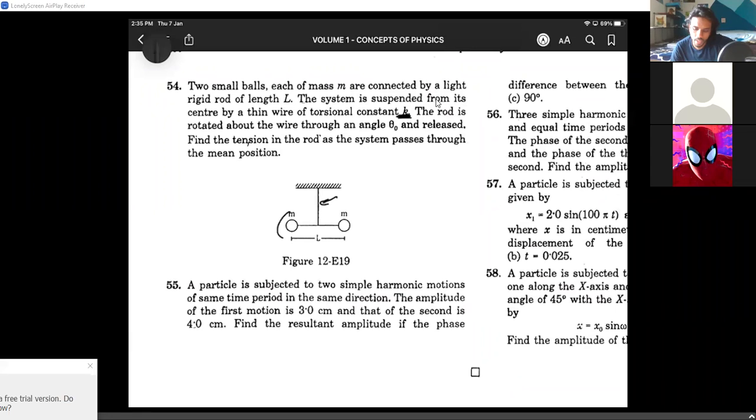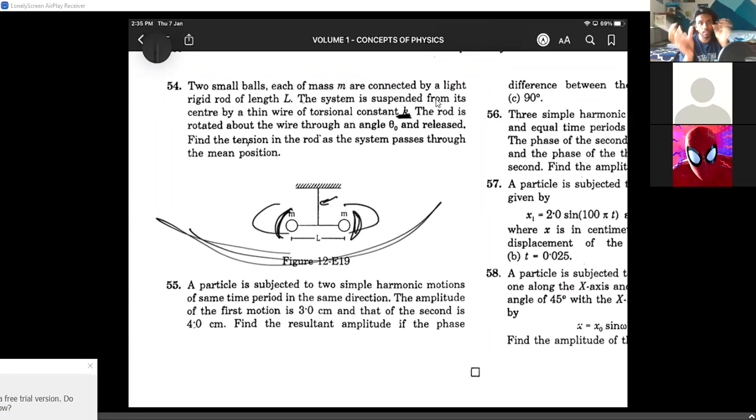So these rods oscillate like this about that thing. They're not oscillating like this. They're just twisting about this thing. It's oscillating like this. Okay, so it's an interesting thing. Try that problem once.